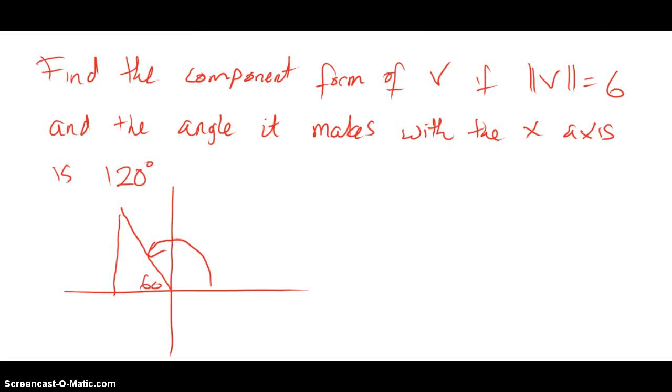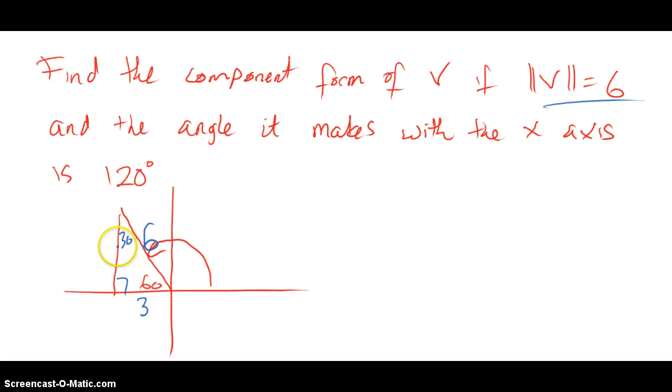And I also told you the length of this vector. So the length is right here, that's 6. So this is 6. And now we have a special right triangle, don't we? So how do we deal with a special right triangle here? Well, from the long side to the small leg is half, so this is going to be 3.